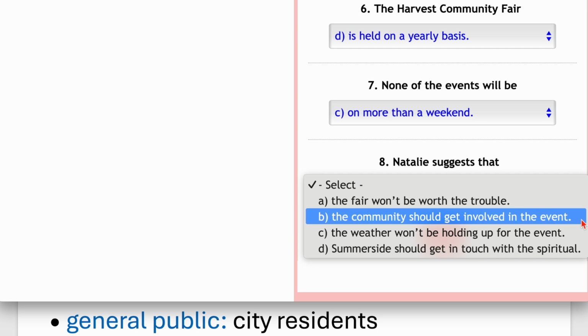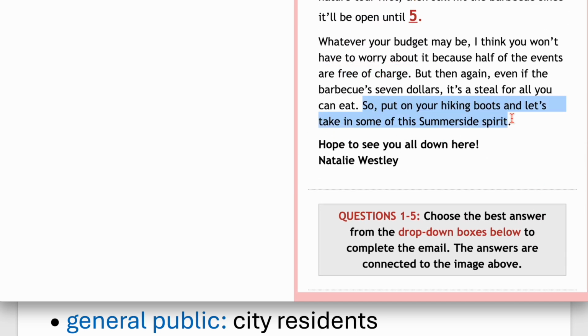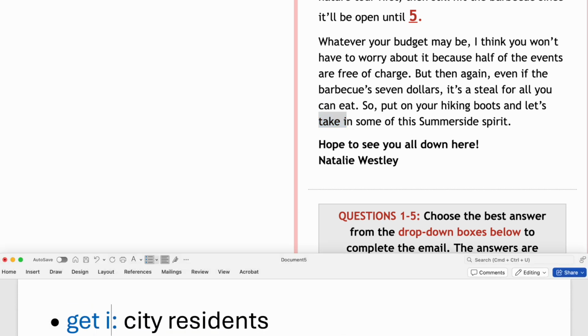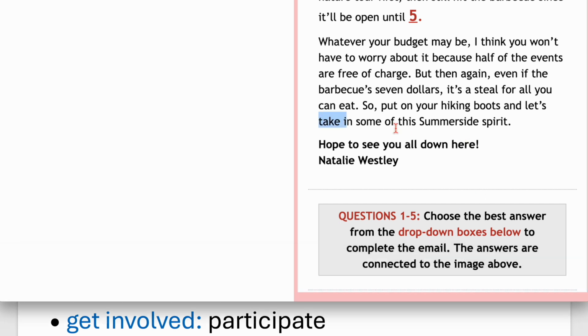Okay? Now why? Well, firstly, she did say that over here, right here. So put on your hiking boots and let's take in some of this summerside spirit. Remember, I said that take in means participate. Let's get involved. And get involved means the same thing. Get involved means participate. You should get involved, participate. Take part in. So that's what she's suggesting here. Let's get involved. Let's participate in this summerside event. And when you participate, you take in the spirit or the atmosphere or how it feels, okay? So that's the first thing.